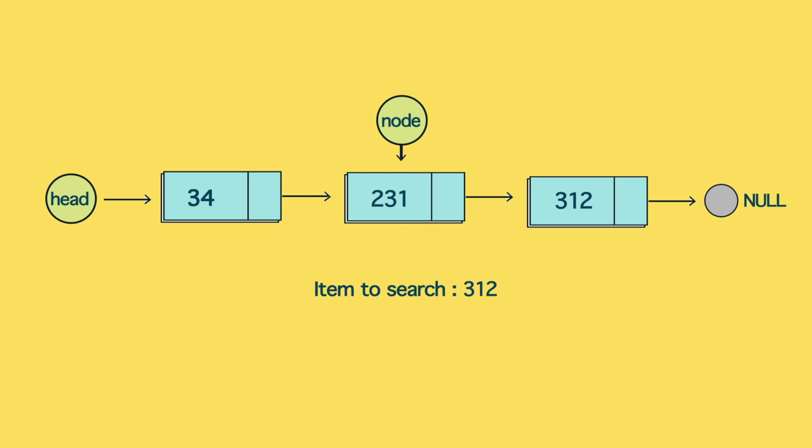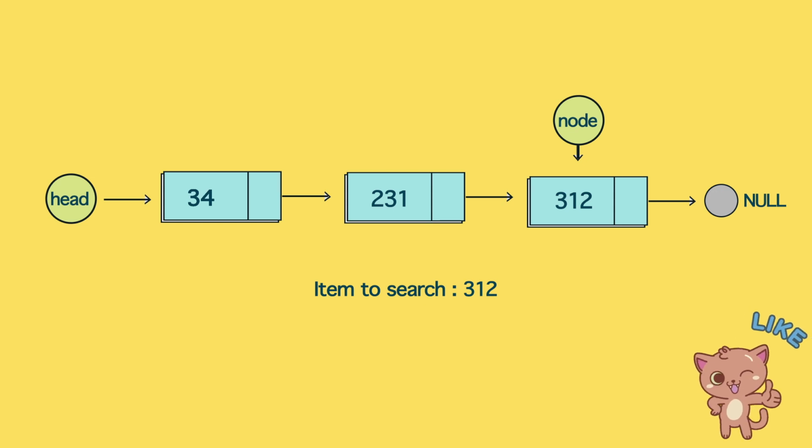Now the node is pointing to 31, and we know that this is not the element we are after, so we set the node to node.next. Now it's time to compare again, and we found the element, which is 312, and this is the end of our search. The runtime complexity of the search operation is big O of n.